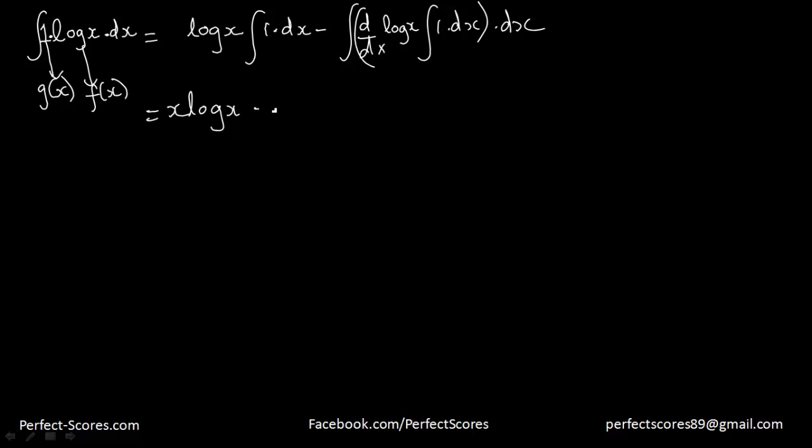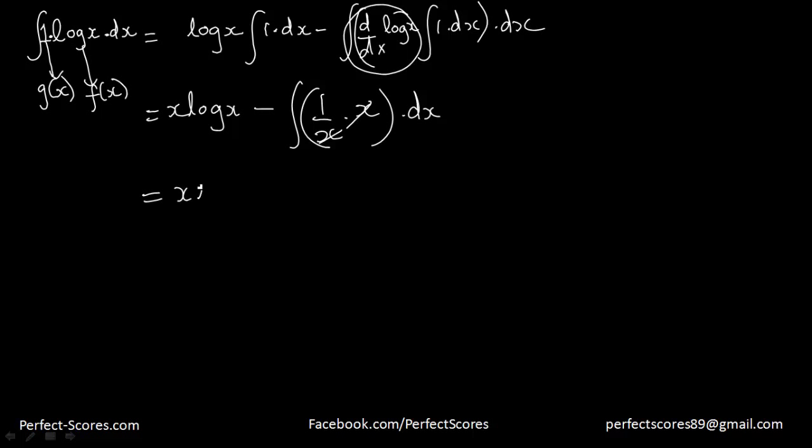So it remains like this, minus the integration of d over dx of log x, which is simply 1 over x. Fine. And d over dx of log x is simply going to be equal to 1 over x, and 1 dot dx is actually going to be x dot dx. So x and x are going to cancel each other out, so you're going to have x log x minus the integration of 1 dot dx, which is going to be equal to x log x minus x plus a constant.